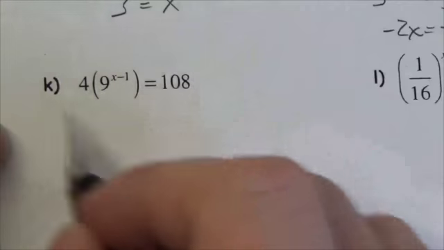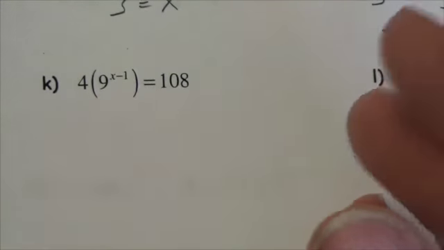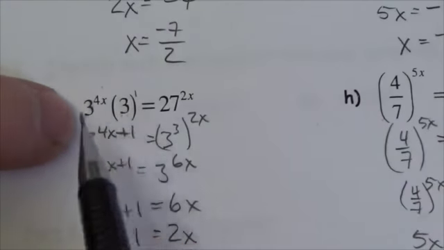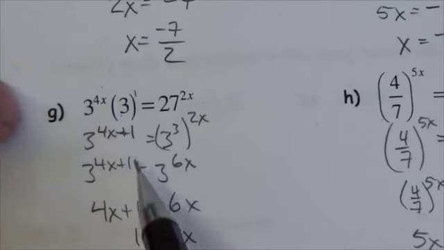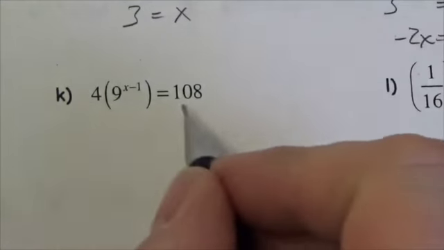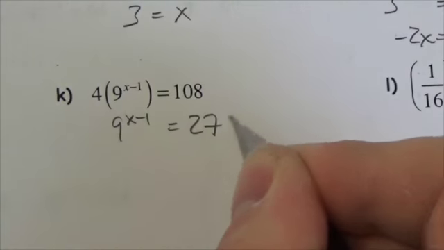But what I should be doing here is trying very hard to isolate the power if I can. Now, in some of the previous cases, like for example this question over here, to get this power isolated, because they had the same bases here, I just multiplied those together to get a single power. Here, what I'm going to do is divide both sides by 4. And that'll get me 9 to the x minus 1 is equal to 27.